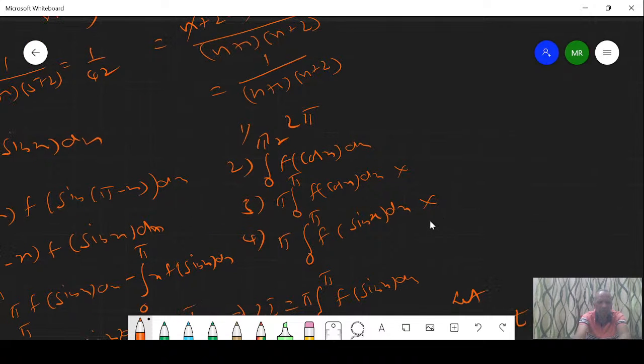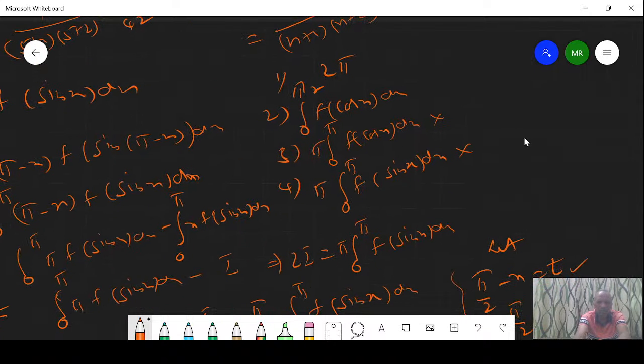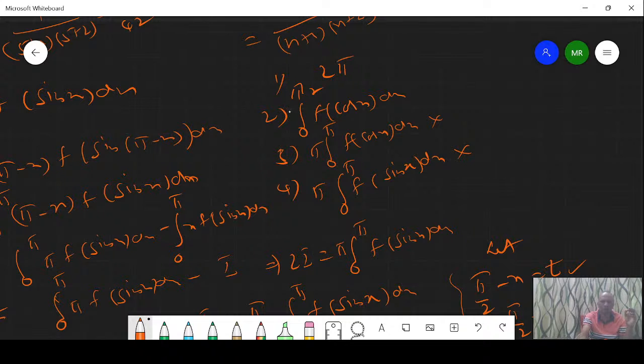See the options here. This is the first option. Second option, sorry, I forgot here. Pi is also here. In the second option: first option is 2 pi, second option is pi into integral 0 to pi by 2 of f of cos x dx. Pi is missing here, I forgot, sorry. Pi into integral 0 to pi by 2 of f of cos x dx. That is the second option.